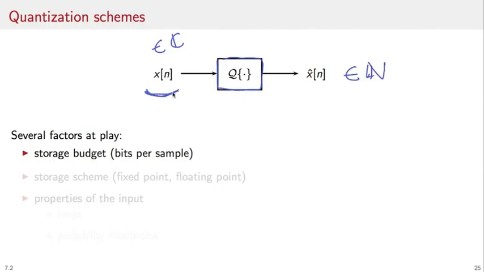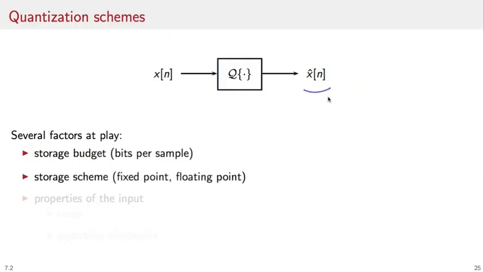We model the input as a stochastic process, and to study the effects of this system, we have to consider several factors. How many bits per sample this quantizer will allocate, what is the storage scheme used to represent the quantized samples, for instance, is it fixed point or floating point, and what are the properties of the input as a stochastic process, what is its range, and what is its probability distribution.